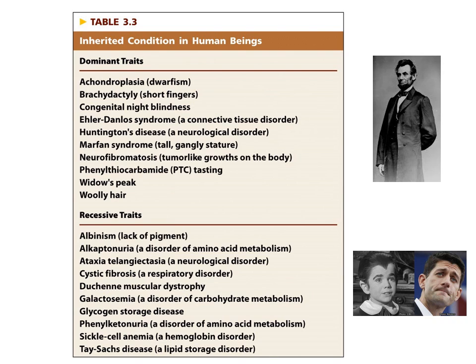Okay, so here we have a whole bunch of traits that we've been able to figure out. Here are some dominant traits that we'll deal with maybe a little bit. We'll deal more with the recessive traits in our problems, because those are more interesting. But you have a whole bunch of dominant traits: dwarfism, short fingers (brachydactyly), and Marfan syndrome, which some historians think Abraham Lincoln had. It's this tall, gangly structure. Another one, down here, is Widow's Peak.